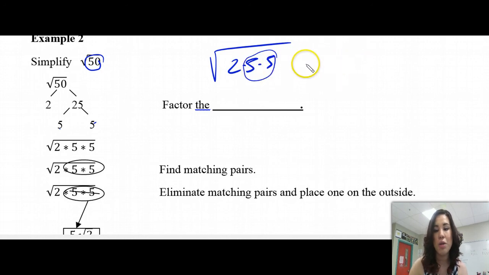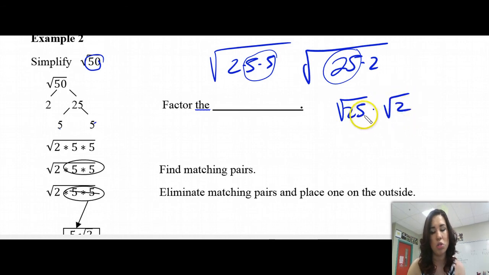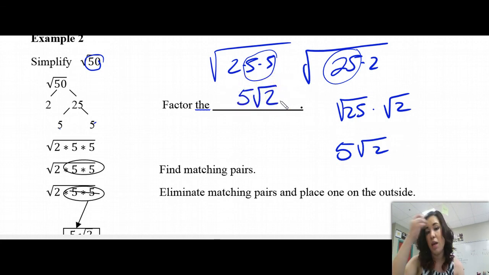Well, I know that 5 times 5 is 25. I can get the square root of 25. The square root of 25 is 5. So I'm going to take this out. I'm actually going to break this down as the square root of 25 times the square root of 2. Square root of 25 is 5. I can't take the square root of 2. So to simplify it, we get 5 square root of 2.